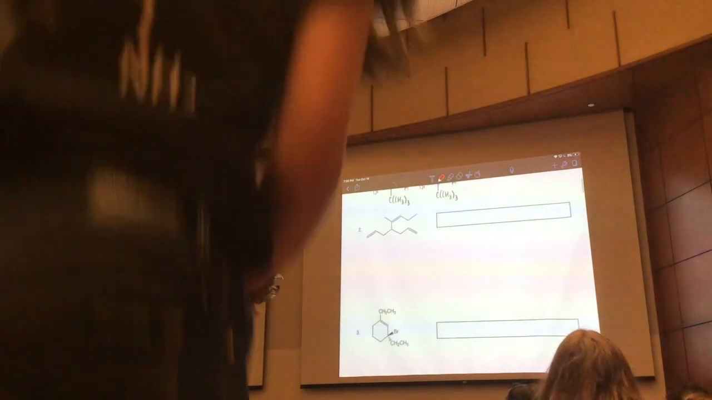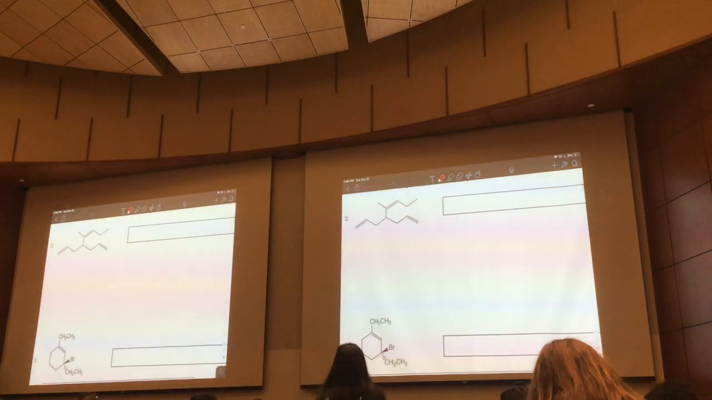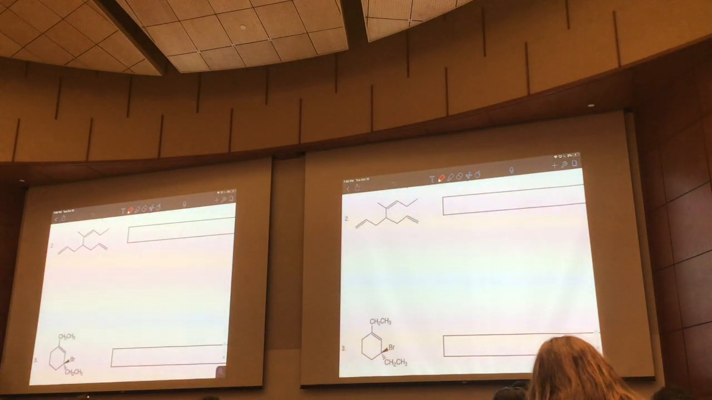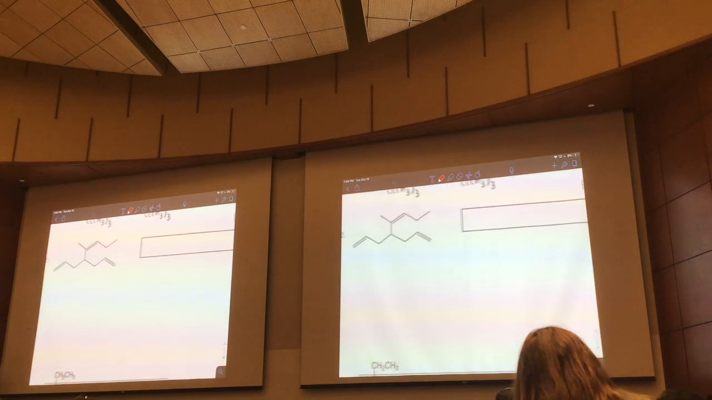So let's actually start on number 2. Number 2 is the only nomenclature we're going to do. I just want to hit E and Z stereochemistry one more time. I want to hit naming of alkenes one more time.